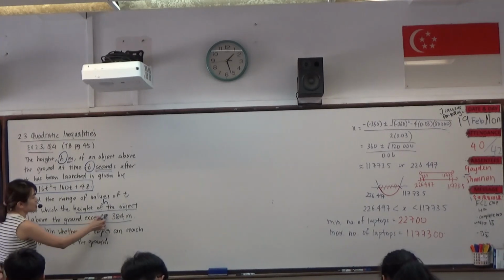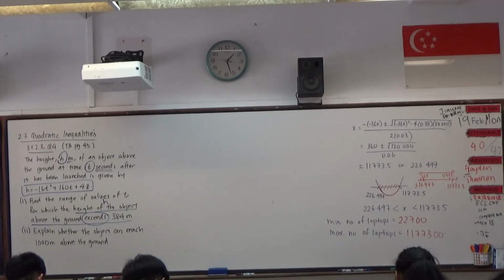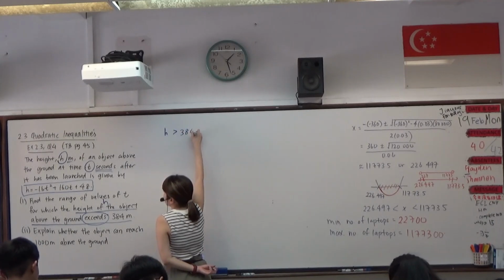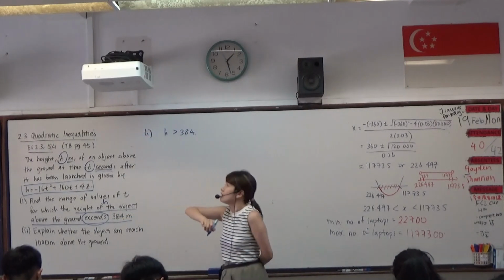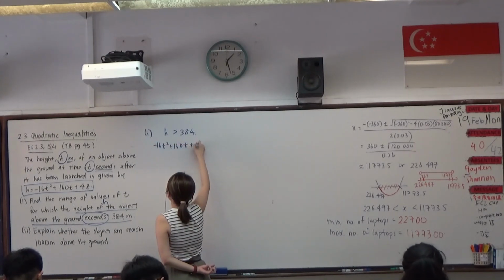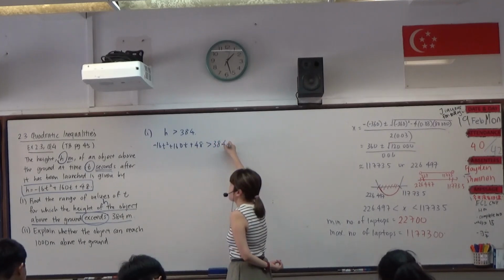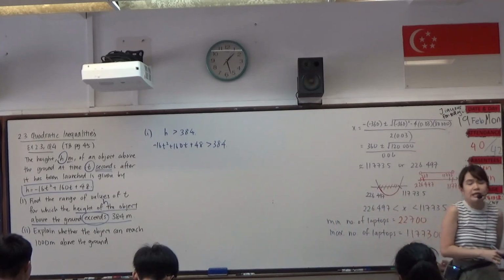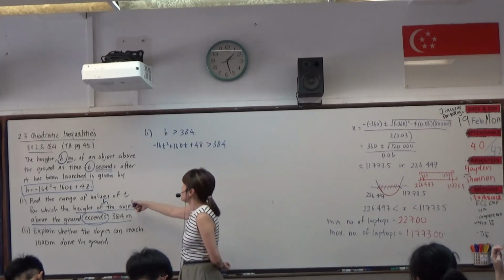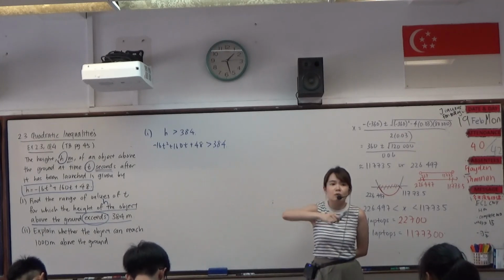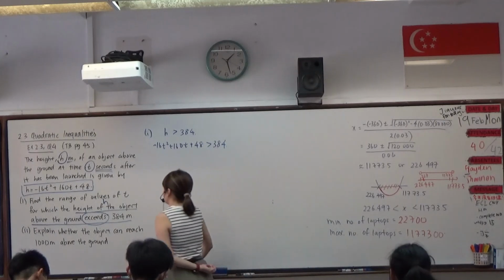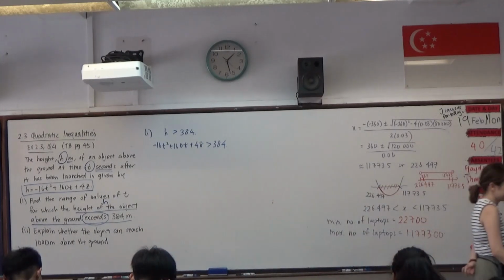It should be bigger, right? Because the question says exceeds. So we're looking at h being greater than 3. In other words, h being equal to this. If we are looking at this entire inequality, we want to find the range of values of t. So can we solve this inequality? We can, right? So can I give you 5 minutes to go and solve this part i? Okay, 5 minutes.